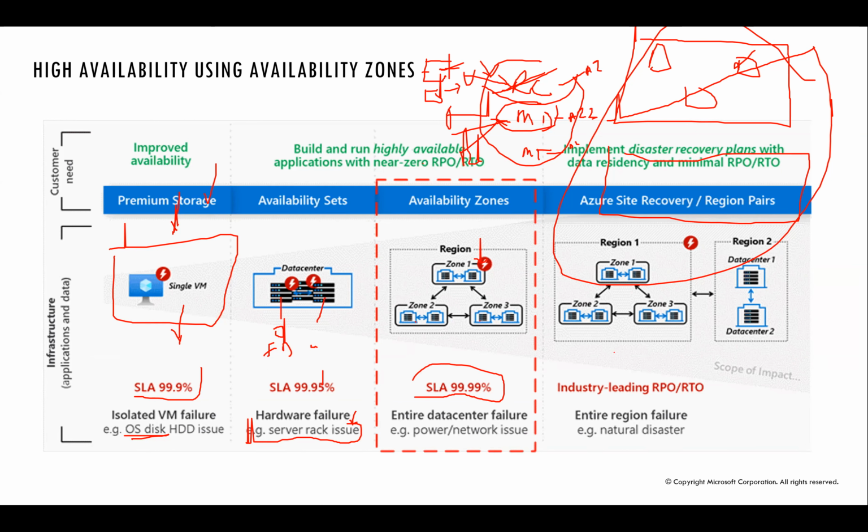So if something goes wrong with a particular region, like a natural disaster, mind you, I said Lagos could be a region. So whatever natural disaster that can consume the whole of Lagos, such that all the 3 zones in Lagos are down, then if you have done replication to another region, your virtual machine will be available there.